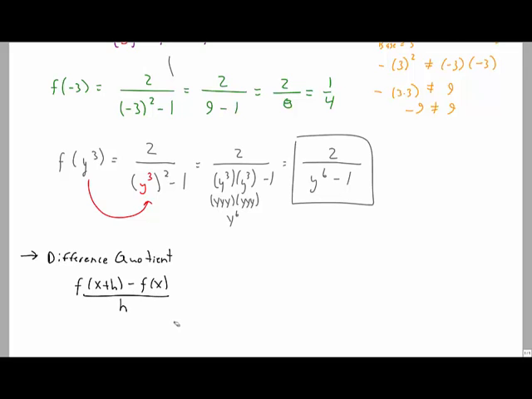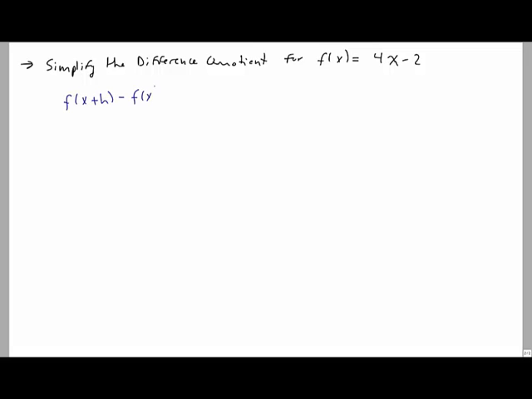And again, we'll be using this idea a lot, but we're going to be using this to evaluate at different function values. So let's evaluate the function, or let's say simplify instead. Simplify the difference quotient for f of x equal, let's say, 4x minus 2. Okay, so the difference quotient again was f of x plus h minus f of x all over h.